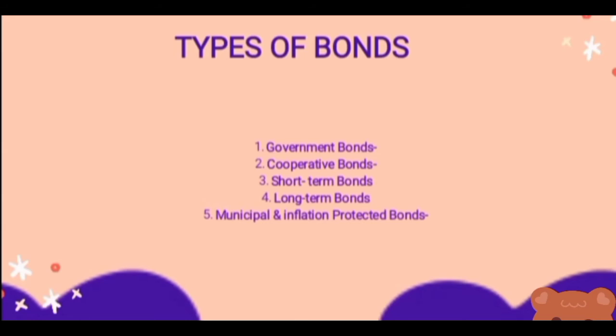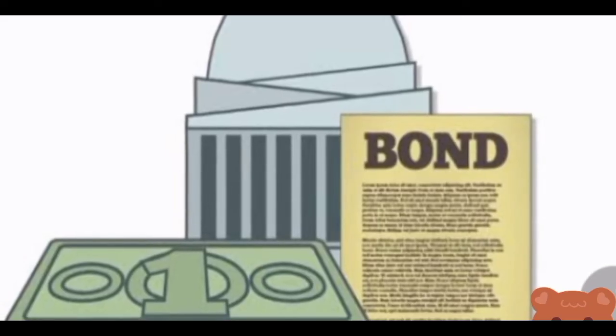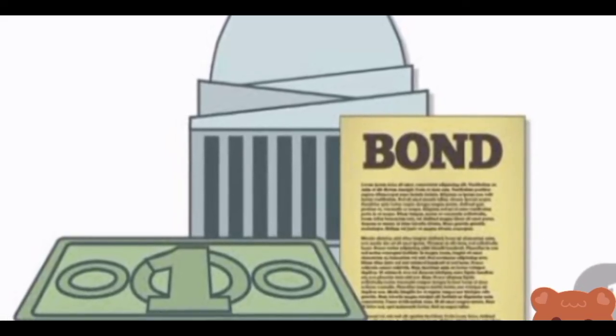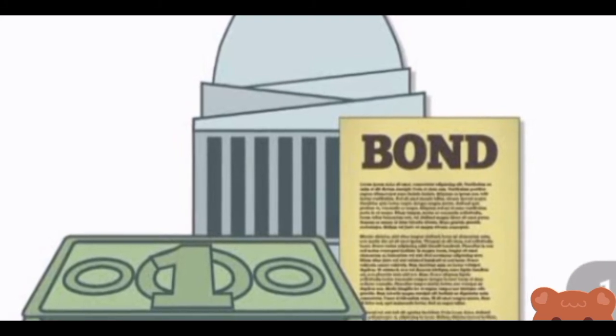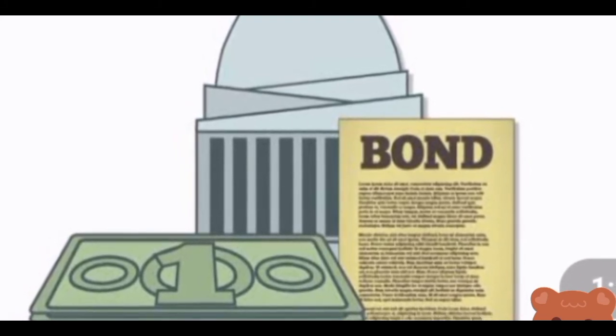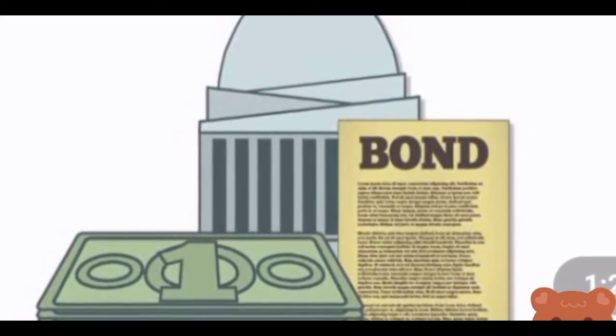There are five types of bonds. First, government bonds. A government bond, its securities, is a form of debt issued through the Bureau of the Treasury. It is also called sovereign bonds.